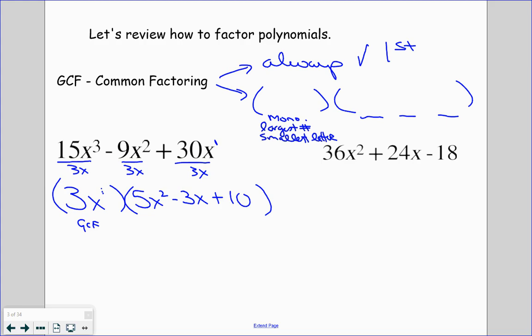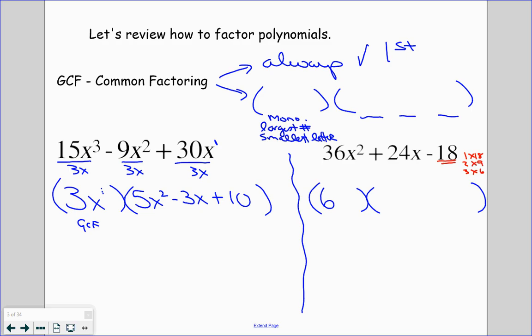For this next one, what is the largest number that goes into 36, 24, and 18? The largest number. 6. Okay. Now, if you struggle with finding that, my advice to you is go to the smallest number in the list, which in this case is 18, and think of all the different ways to multiply to get 18. So 1 times 18, 2 times 9, 3 times 6. This number has to come from that list. So just use guess and check.